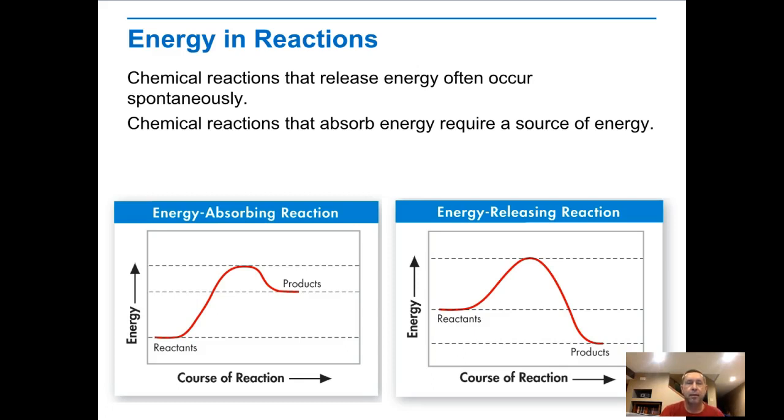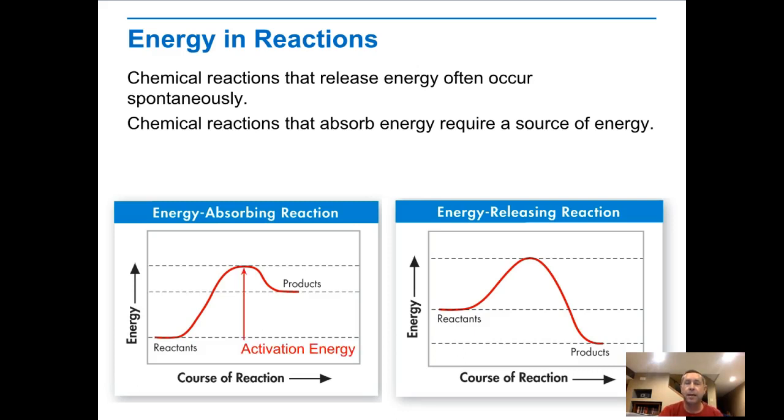Some chemical reactions release energy and often occur spontaneously. Other chemical reactions absorb energy and require a large amount of energy in order to happen. So which of these is going to be spontaneous? Well, this one here is, where the products have less energy than the reactants.